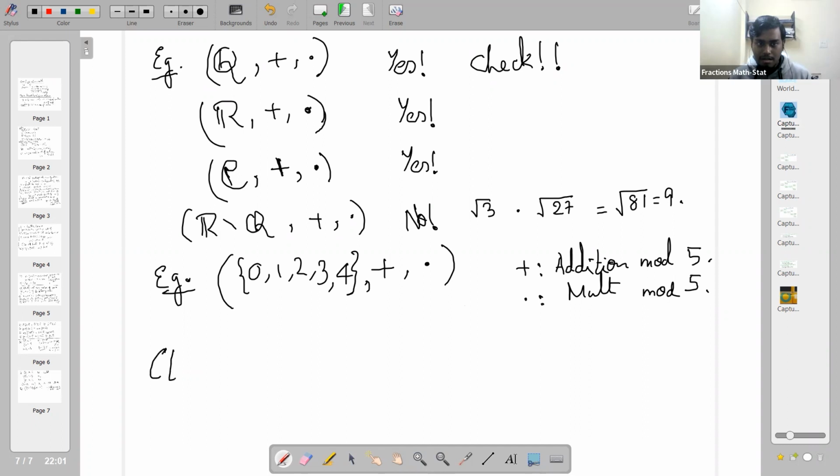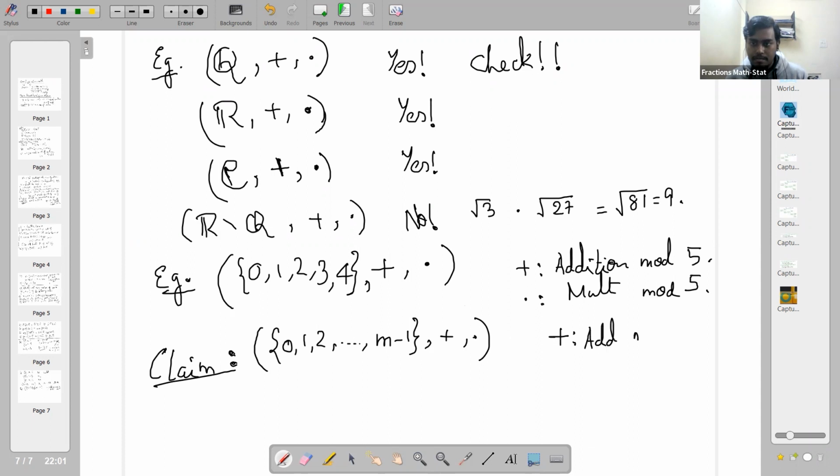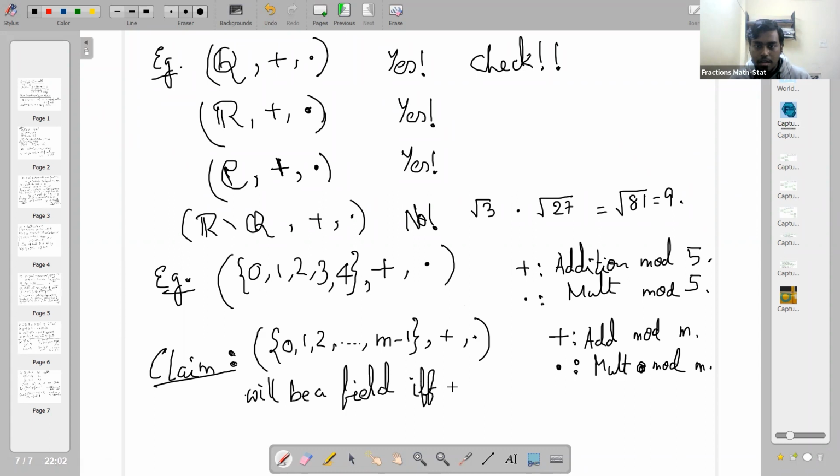So we have a claim here. Suppose you take this set 0, 1, 2 up to say m minus 1. Okay, and you have two operations, plus and dot. The plus is the addition operation modulo m, and dot is the multiplicative operation modulo m, right? Now this would be a field if and only if m is a prime.